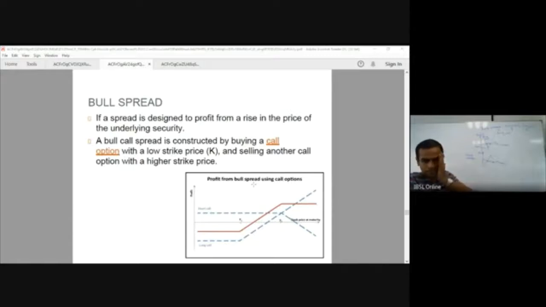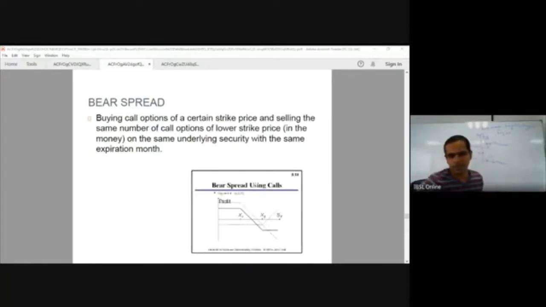So if underlying prices are going up, you will benefit if you have entered into a bull spread. A bull spread is constructed by buying a call option with a low strike and selling another call option with a higher strike price. You go long the low strike call and short the high strike call. So if the market goes up, you will benefit in this case. I'm not going into great detail.